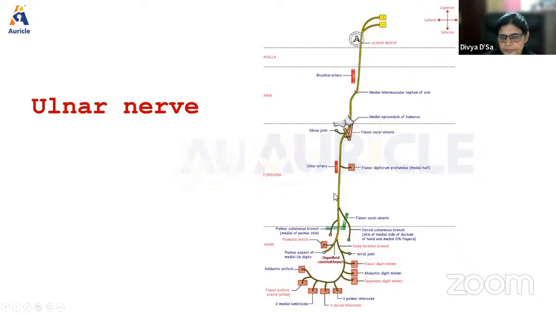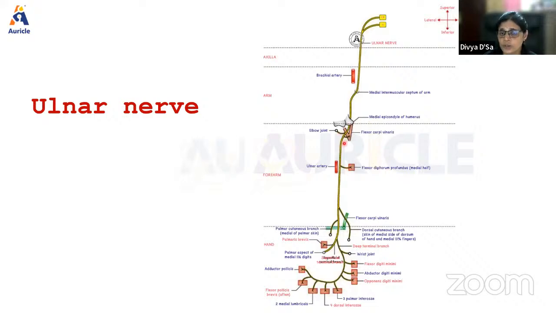Then it passes above the flexor retinaculum, where it ends by dividing into its terminal branches. Which will be the terminal branches? It will give a superficial branch and a deep branch. Okay. So in the arm, it doesn't have any branches, whereas in the forearm, it supplies the elbow joint. It also supplies the flexor carpi ulnaris and the medial half of the flexor digitorum profundus.